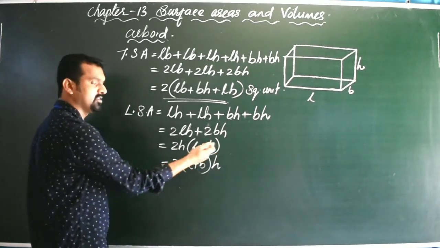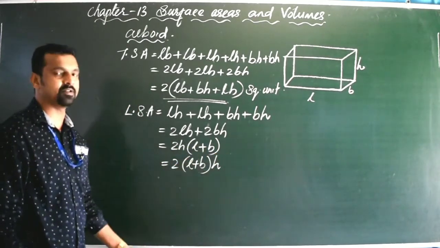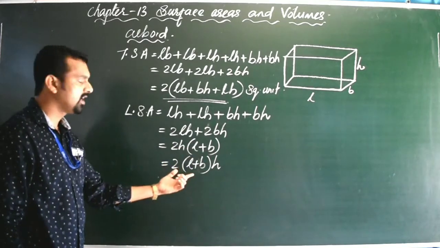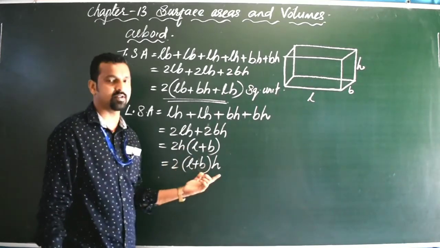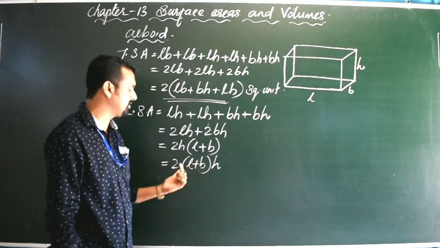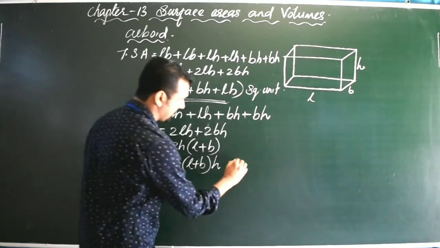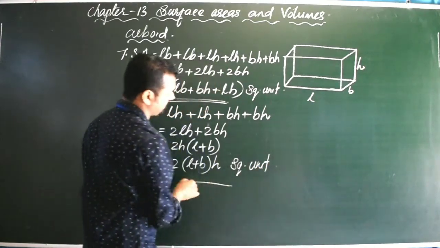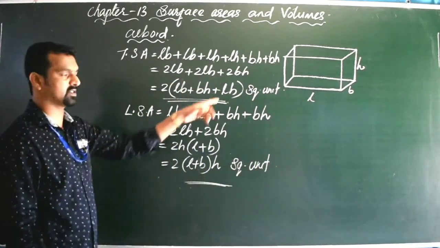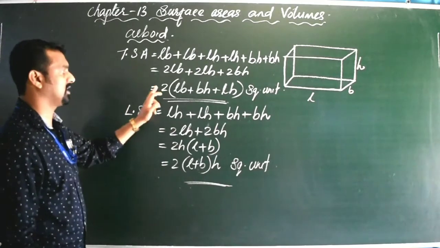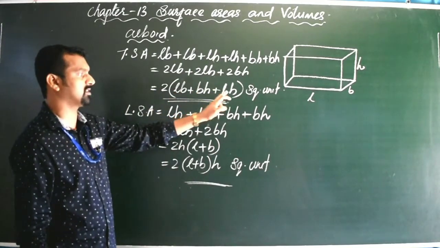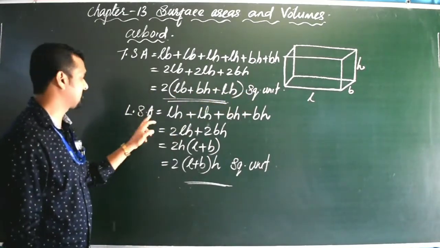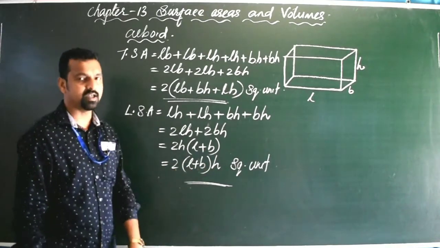Anyway, you can write 2H into L plus B, or 2 into L plus B into H; both are the same. In the textbook, or last year also, you have studied it this way, that is why I wrote it like that: 2 into L plus B into H square unit. That is the formula for finding the lateral surface area of a cuboid. Lateral surface area is 2 into L plus B into H.